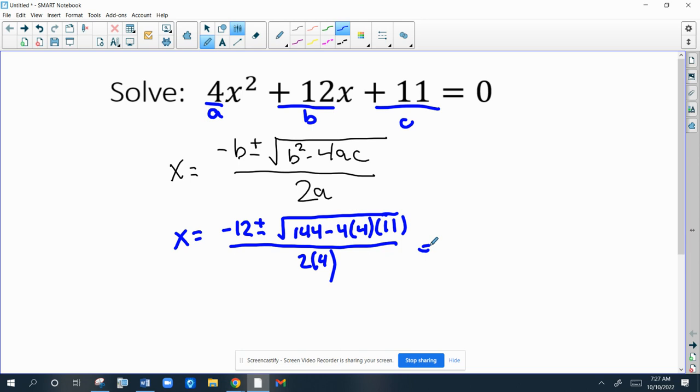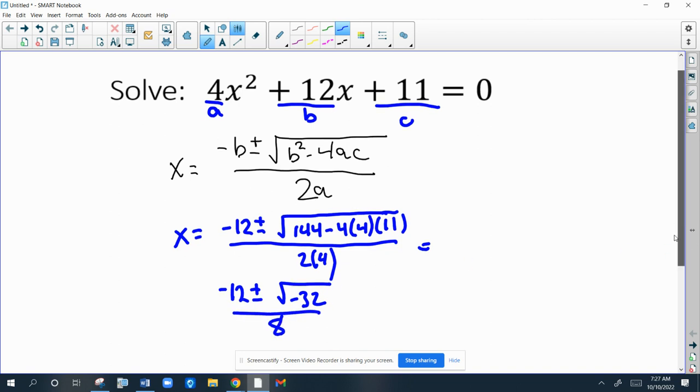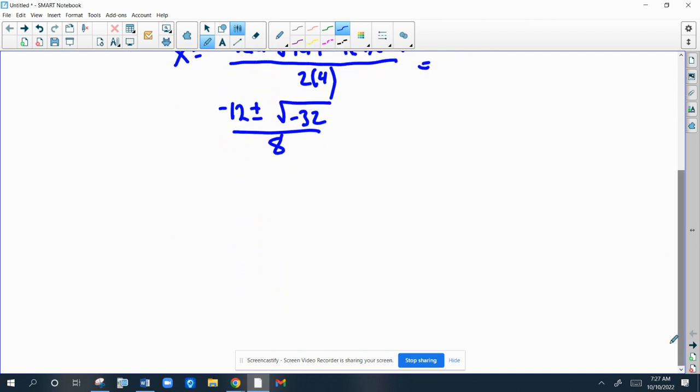So we have 144 minus 4 times 4 times 11. So I'm just doing this right on my calculator. I have negative 12 plus or minus the square root of negative 32 all over 2 times 4, which is 8. So that's the answers. We need to simplify this now.